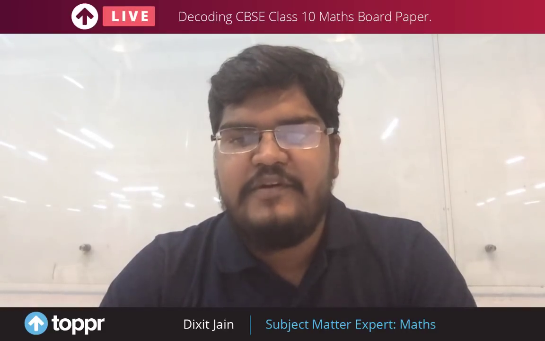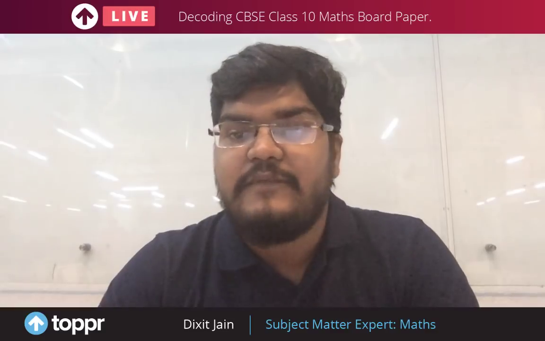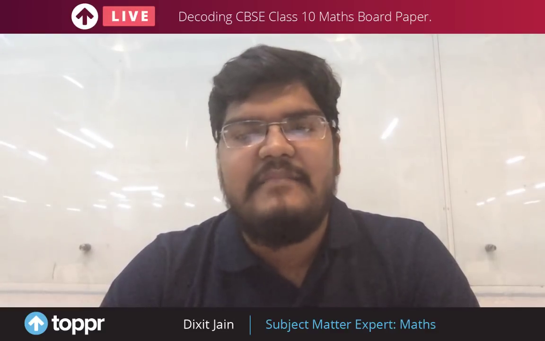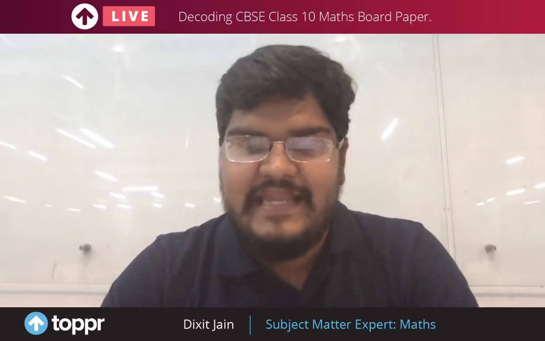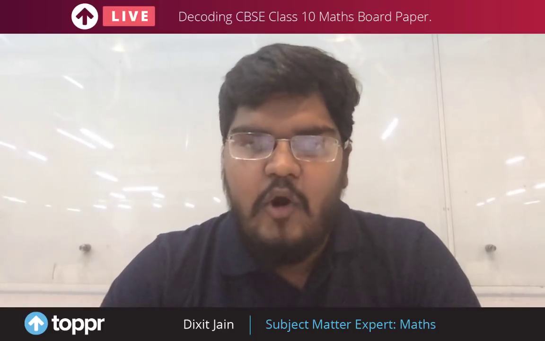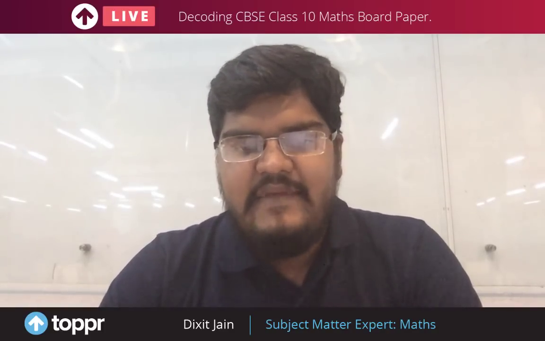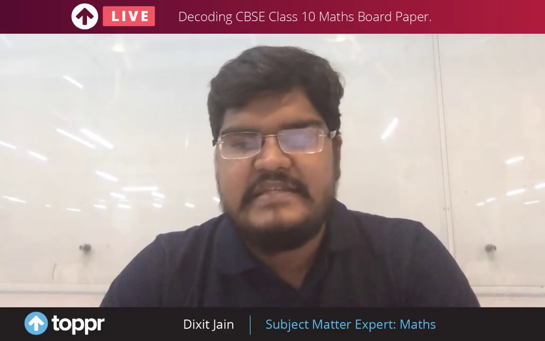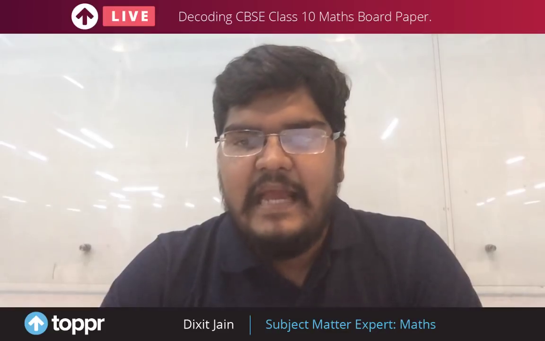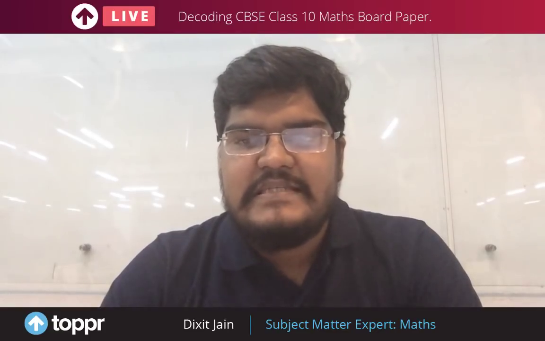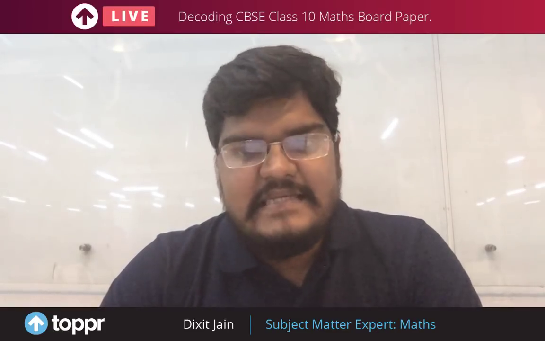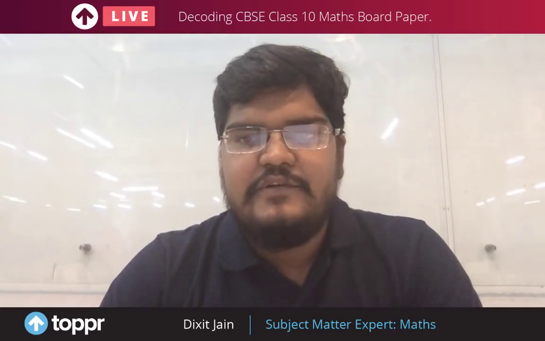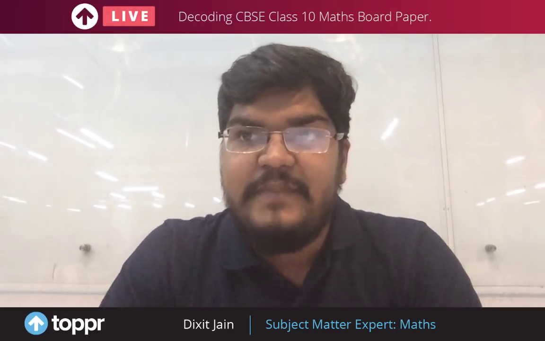From trigonometry we had 11 plus 4, so 15 marks. Triangles alone gave us 7 marks, and there were 8 marks, and then again there were choice questions. Then we had surface areas and volumes: 12 marks if you consider the choice one as well. And finally, you can also consider statistics and pair of linear equations in two variables. So let us now take a look at the question paper.